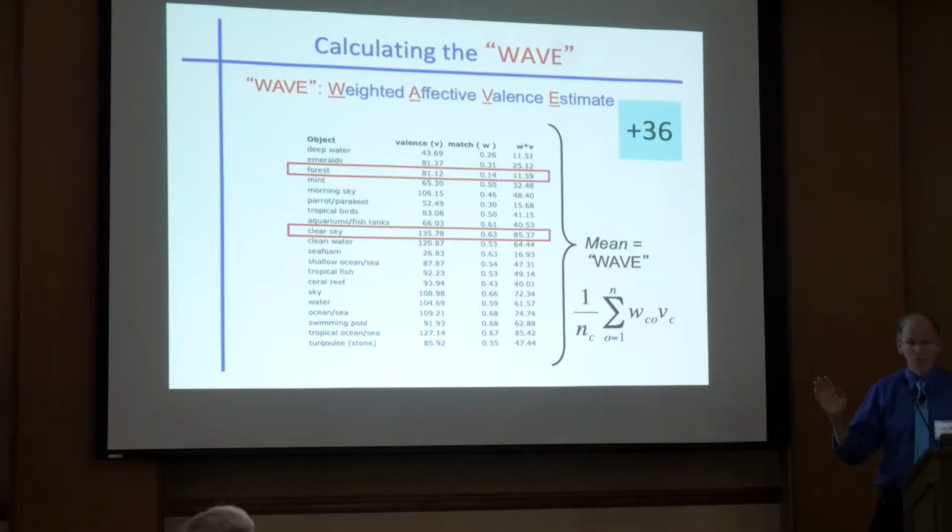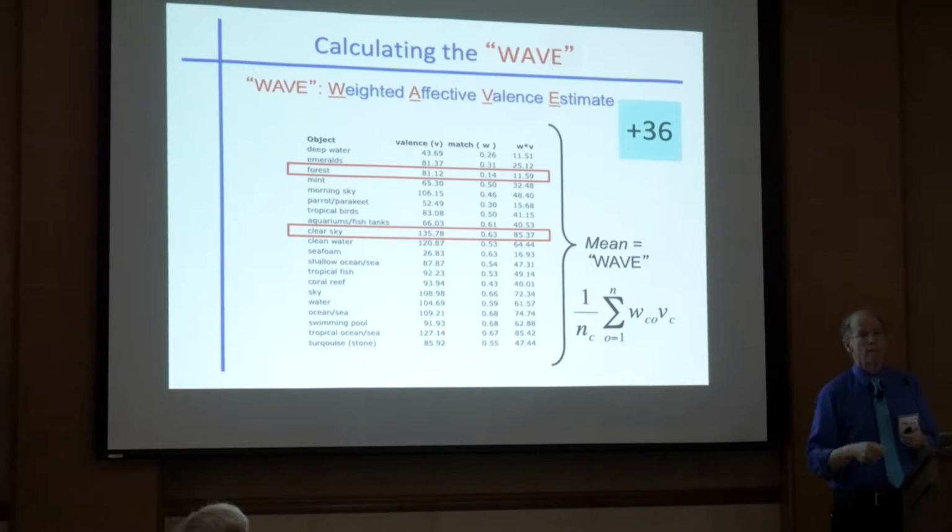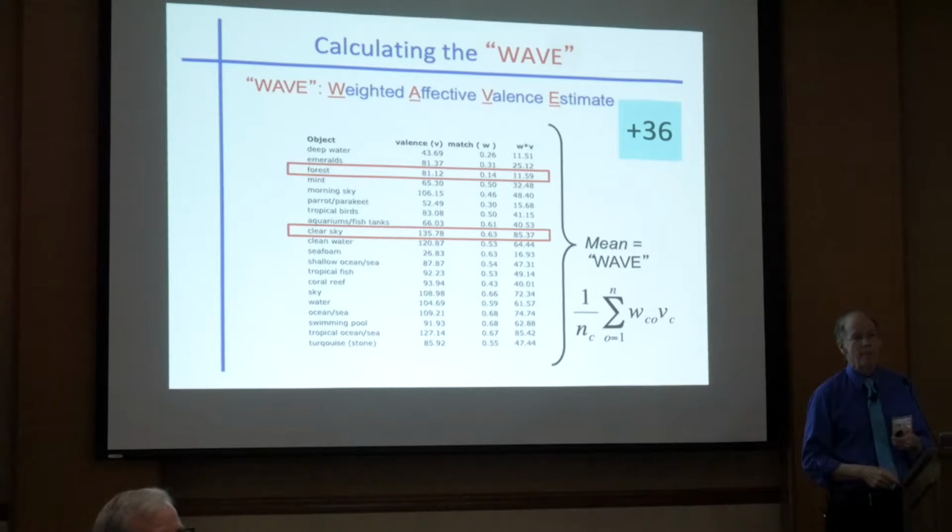Like I said, undergraduates will tell you almost anything. But even though people generally are pretty positive toward forests, it's not a good match, so it's going to be downweighted. Yeah? Can you quickly just explain the range of valence and how participants report it?